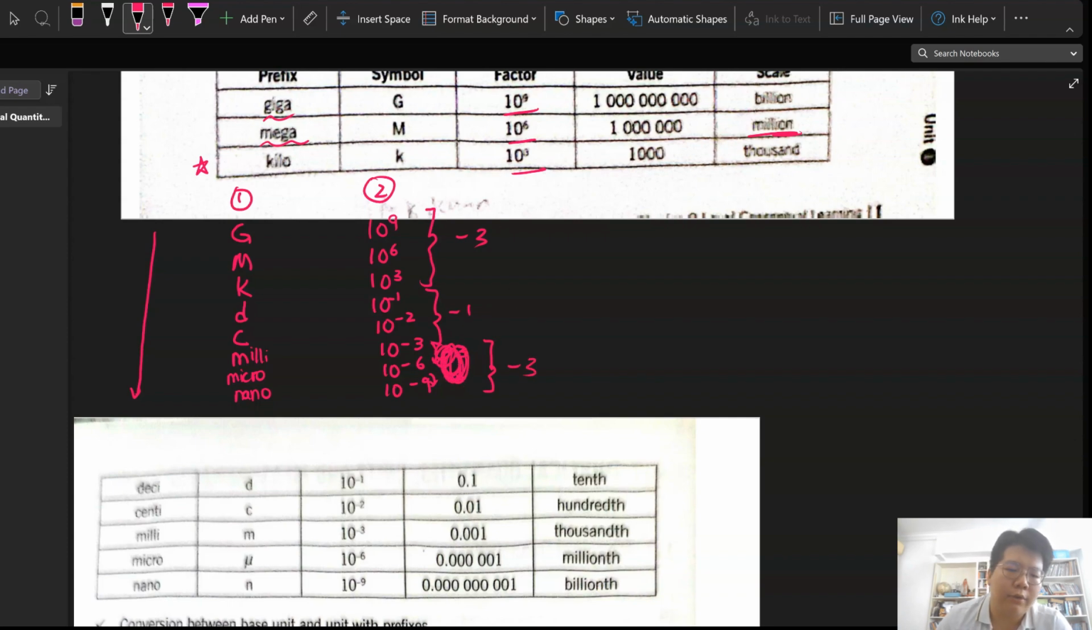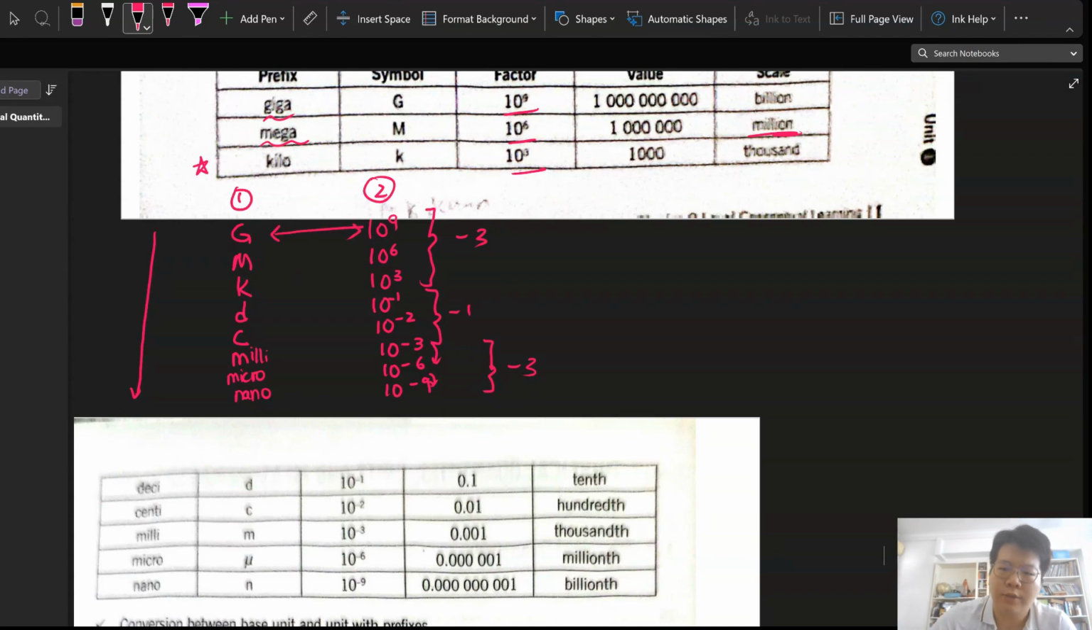And then the last terms over here will again follow the rule of minus 3. So basically, just remember for this one, you have to remember the direction which is of descending order, which is giga, mega, kilo, deci, centi, milli, micro, nano. And also remember the factors and what each represents.